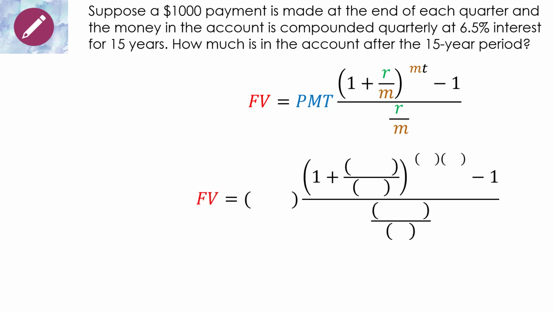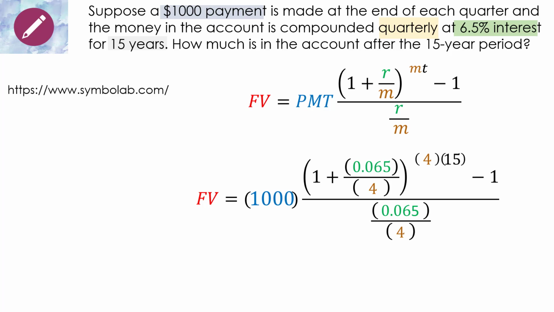We know that the payment is $1,000 because they tell us that. What is our rate? Well, 6.5%. We need to change that to a decimal. Now everywhere there's an r, we're going to put in our percent. m is the number of times it compounds. And for this one, it compounds quarterly. So we're going to put a 4 in for our m's. Finally, what is the time? The time is 15 years. So we're going to put a 15 in for our t.